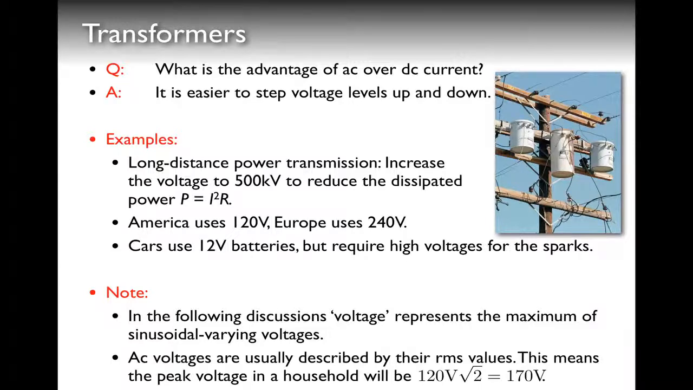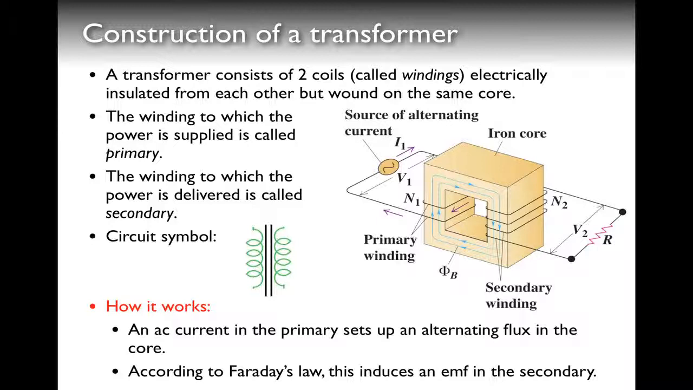Now, how is the transformer constructed? It consists of two coils that we call windings that are electrically insulated from each other but are wound around the same iron core. You see a schematic here on the right hand side. In this particular case, you have the primary winding with N1 windings wound around the iron core, and you have the secondary winding with N2 windings that we call, as I said, the secondary. And typically the primary is connected to your source and the secondary is connected to, say, a resistor or whatever device you want to change the voltage to.